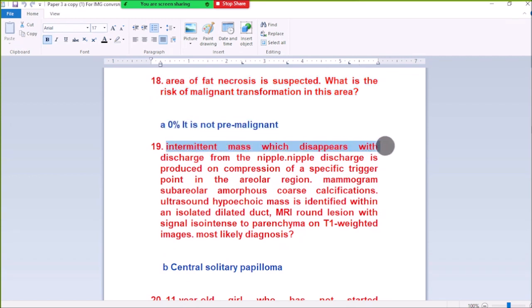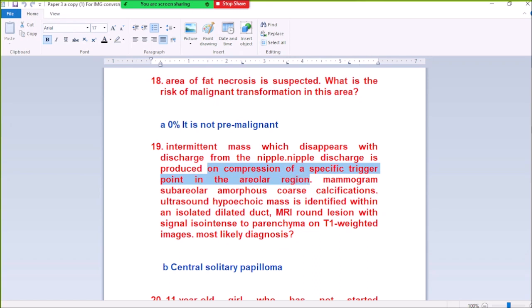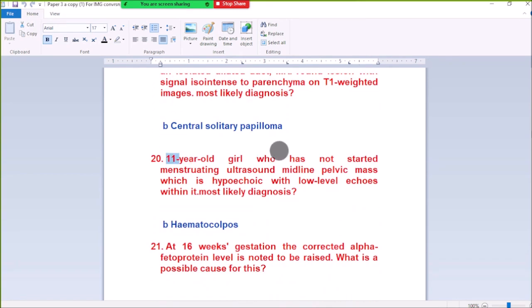Nineteen: intermittent mass associated with discharge from the nipple. Nipple discharge is produced on compression of a specific trigger point in the areolar region. Mammography shows subareolar amorphous calcification. Ultrasound shows a hypoechoic mass identified with an extra dilated duct. What is the diagnosis? Central solitary papilloma. When a mass appears with discharge from the nipple, it is most likely papilloma, and discharge is produced on compression of specific trigger points of papilloma.